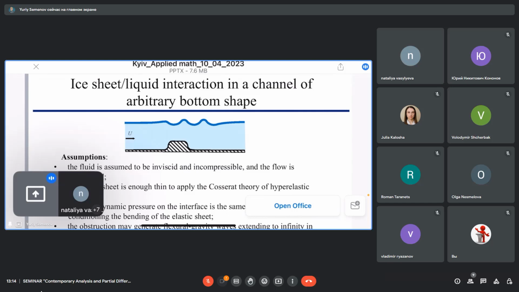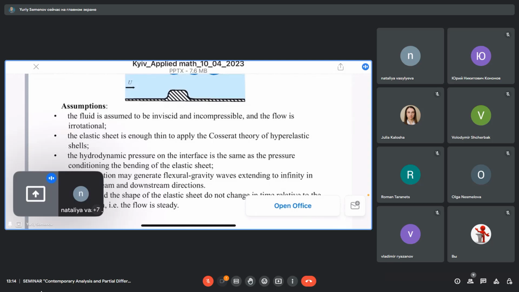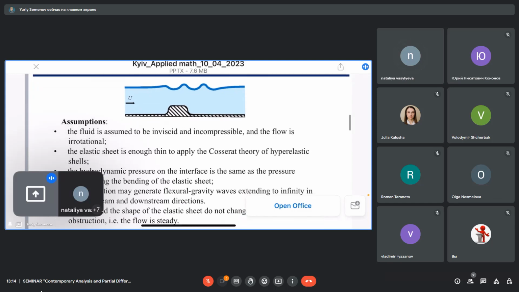Lately, many researchers are interested in ice-water structure interaction. It is because polar regions are melting due to global climate change, opening new routes and new areas for resource exploration. So this topic related to ice is very popular in the fluid mechanics community currently.